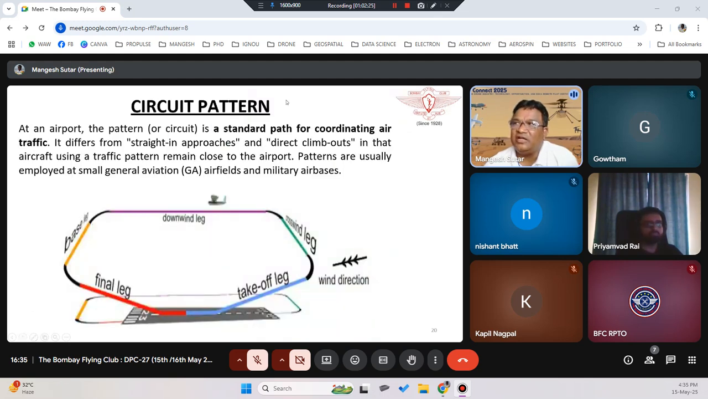So this is again a circuit pattern. Normally this kind of circuit pattern is shown only for reference purposes, or it is only done during training. Normally you will not fly an aeroplane from a runway and land on the same runway. It will be done only at a small general aviation airfield or military airbase, for example where they do training or sorties. At that point in time only they will take off and land on the same runway.